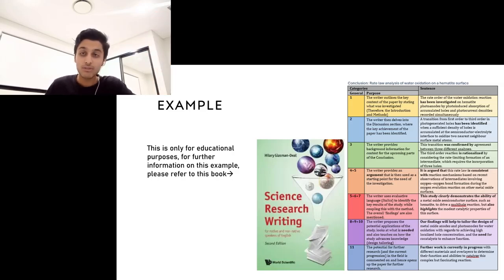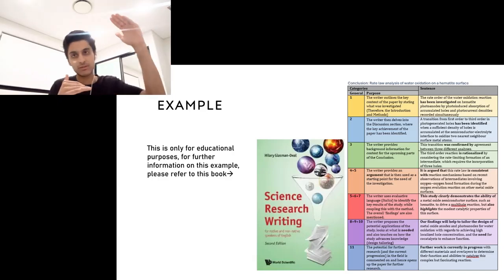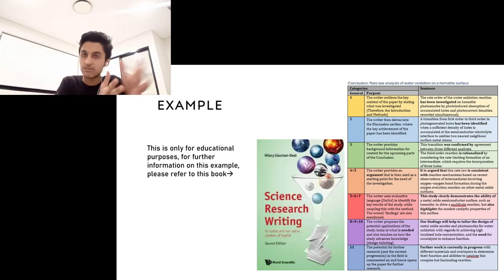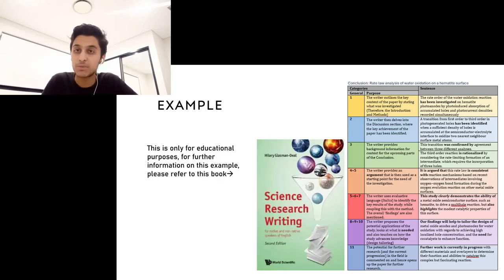And obviously, like I said, you want to recount your paper, but another thing is this also depends on how other papers in the field are written. So rather than just strictly following this model, you want to look at how other people have written those papers, how other people that have done rate law analysis have written the paper. This gives you an idea of the type of language you should use. Then in the third section, this transition was confirmed by agreement between three of them, rationalized by considering the rate limiting of formation. So the writer provides background information for context or for the upcoming parts of the conclusion.